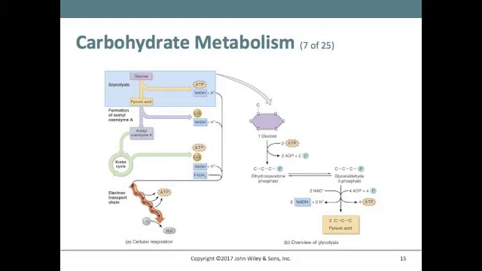So in the first 5 steps of glycolysis, energy in the form of ATP is invested, and the 6-carbon glucose is split into 3-carbon molecules of glyceraldehyde 3-phosphate. And in steps 6 through 10, the 2 glyceraldehyde 3-phosphate molecules are converted to 2 pyruvic acid molecules, and then ATP is generated.